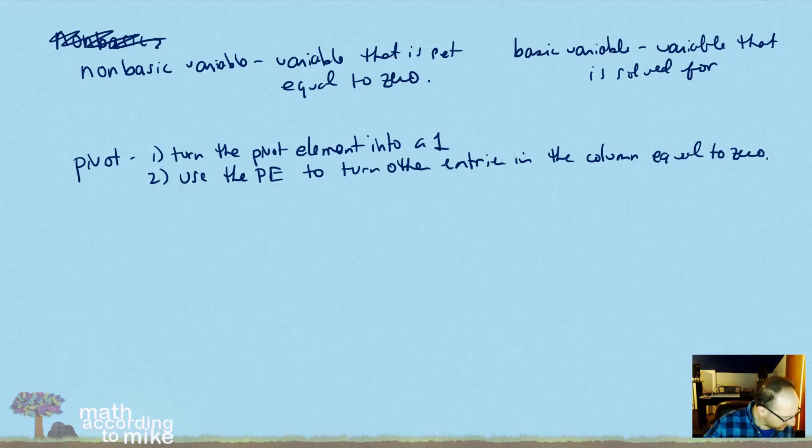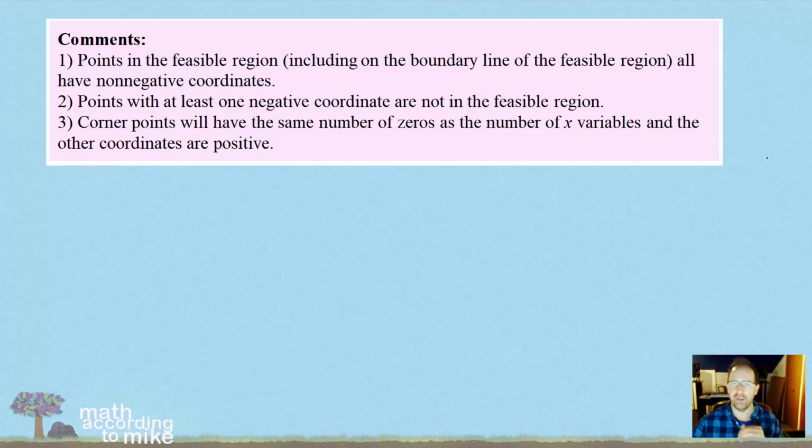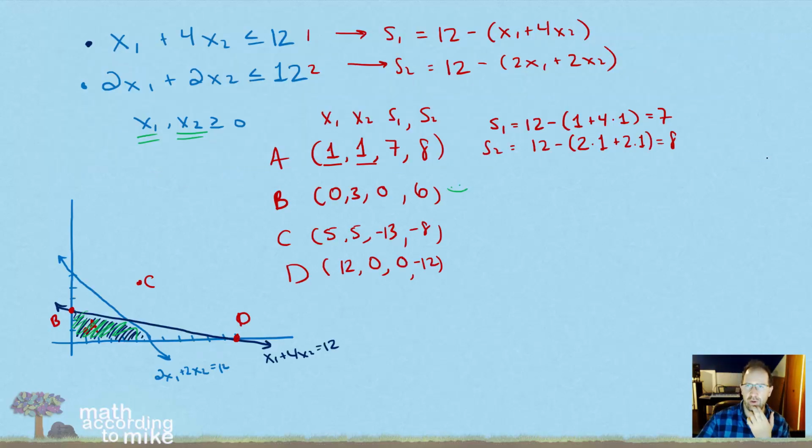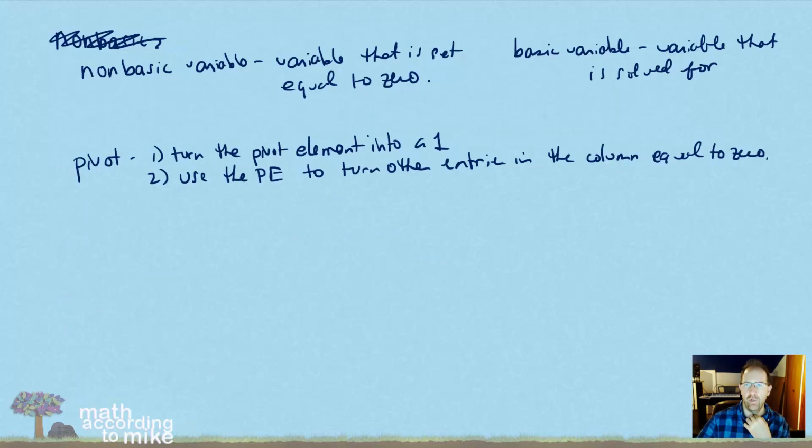Let's do an example of pivoting. What I'm going to do is go back to this system, 1, 4, 12, 2, 2, 12. And we're going to set up a little bit of this matrix I keep mentioning that's called a tableau.